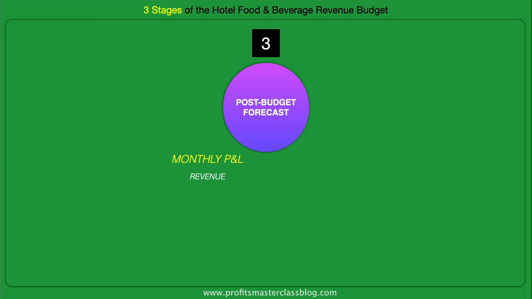Finally, stage 3 is the post-budget forecast, beginning with the monthly profit and loss statement covering revenue, expenses, and profit, and the powerful variance analysis, comparison of actual to budget, actual to last year, and so on. And then finally, a year forecast, which would include course correction, any change in direction needed, market changes in the market you're operating in, and supply changes.